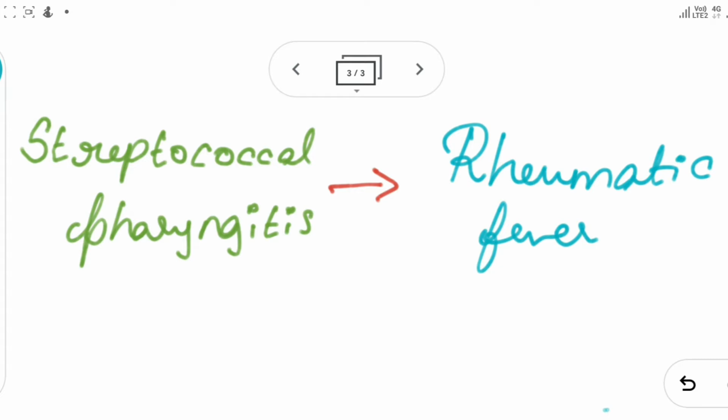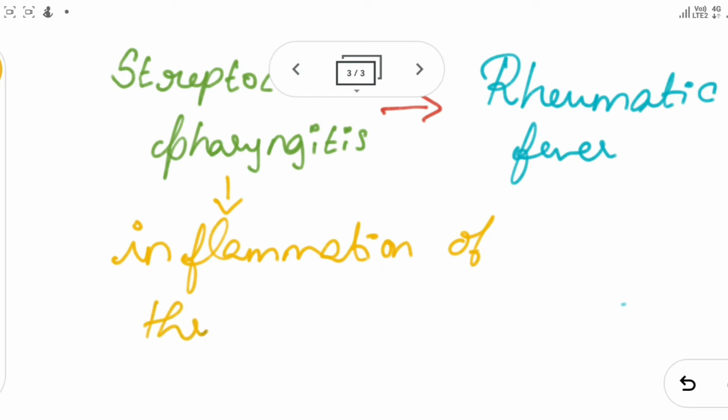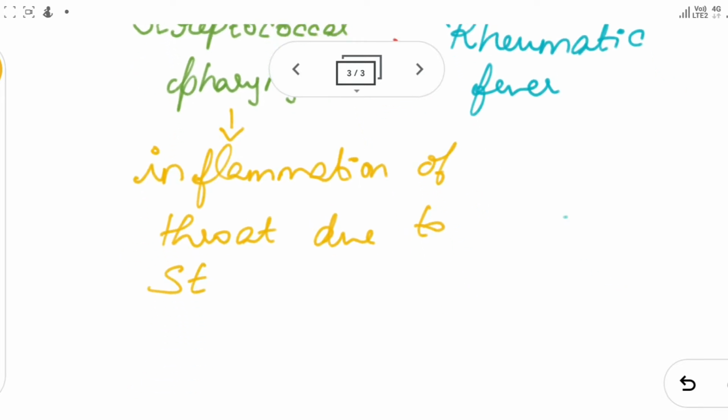The course of the disease is that first, streptococcal pharyngitis occurs, which leads to rheumatic fever. Streptococcal pharyngitis is the inflammation of the throat due to Streptococcus pyogenes.